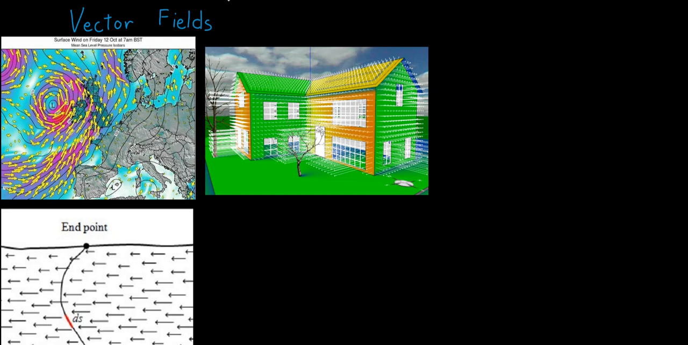Here are some usages of vector fields. For example, it can describe the flow of wind, the heat flux of a house, and the flow of water in a river. Vector fields are everywhere in our lives. So what is a vector field?